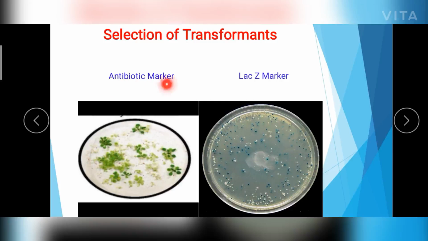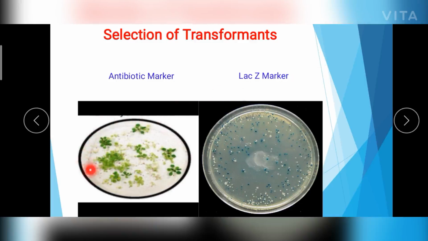We have seen the presence of two marker genes in the artificial vectors which we have discussed. One is the antibiotic marker gene, and another one is the LacZ marker gene. So in this slide we will see how we can select the transformed cells from the pool of non-transformed population.